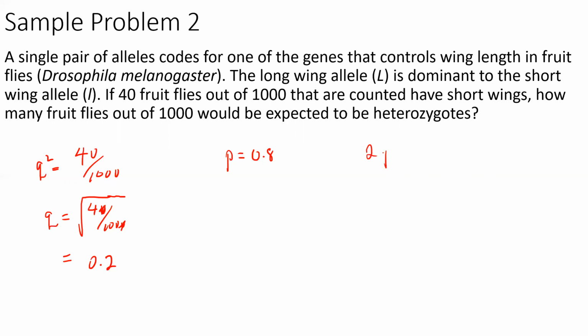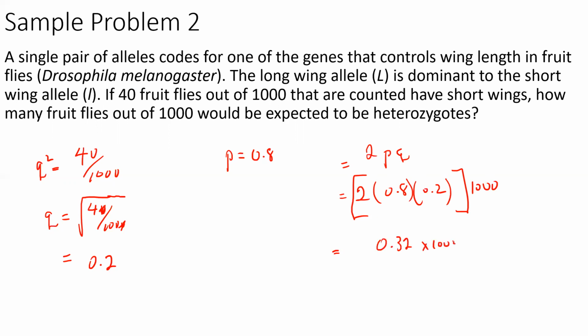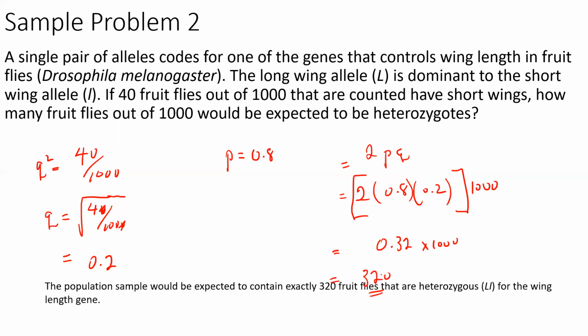So 2PQ is going to be 2 times 0.8 times 0.2. Okay, and then we're going to multiply this by our 1,000. So 0.16 times 2 is 0.32 times 1,000 is going to give me 320 will be heterozygotes.